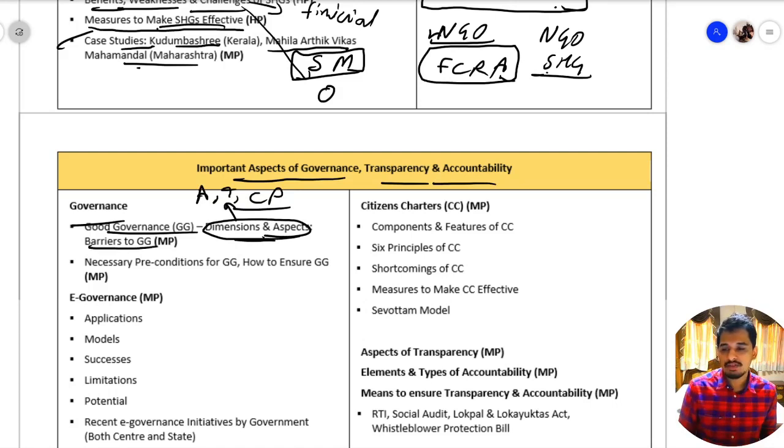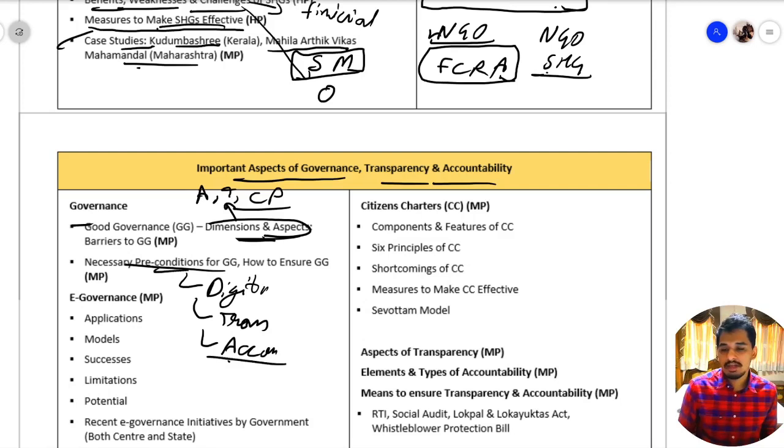What are the barriers to good governance? See, one of the barriers is that employees are not properly trained. Another barrier is that there is no mechanism to ensure that there is a proper feedback, or there is no mechanism to ensure transparency. So these are some of the barriers. Then we have necessary precondition for good governance. What are the necessary precondition? One of the necessary precondition is that there should be digitization, then there should be transparency, there should be accountability.